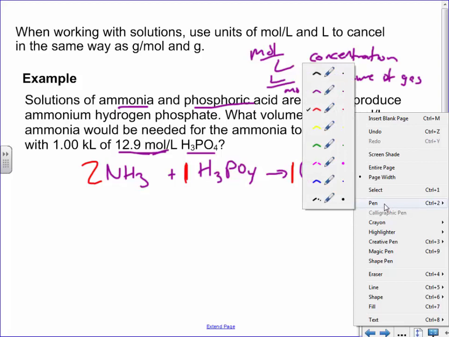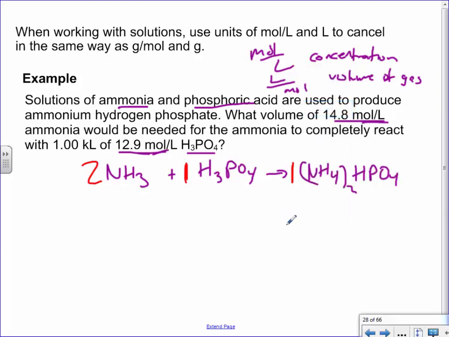Okay, so then for the last thing, we got to figure out how to set up our ratios. So I always recommend start with the one value you're given that's not a ratio. This guy right here is a ratio. Don't start with that one. This one right here is also a ratio. Don't start with that one either. The one you should start with then is the 1.00 kiloliters. Start with that one. So that's actually 1,000 liters of H3PO4.